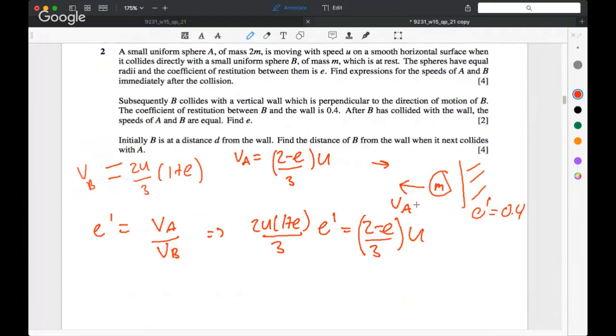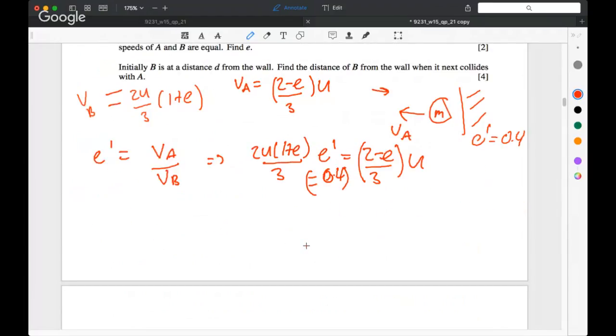I believe that's right. Is that what you had when you did this one? Or have I made an error? Let me just double check. Can't quite see my working. No, I think that's right. And then E dash is 0.4 if you're wondering. That's what they're giving you in the question. I haven't put in the number because it makes everything a bit messy in my opinion. So if you work that through, I think you should get that E is 2/3 as it asks.